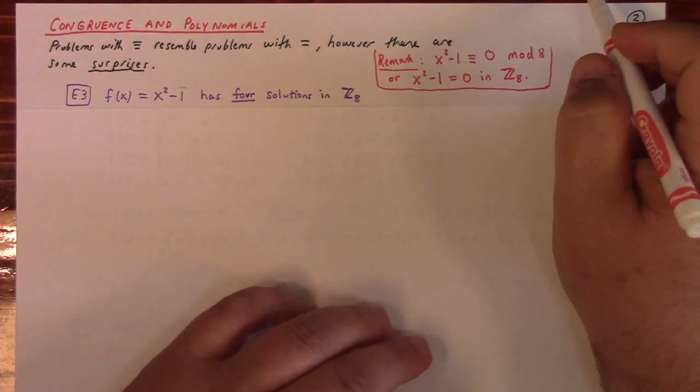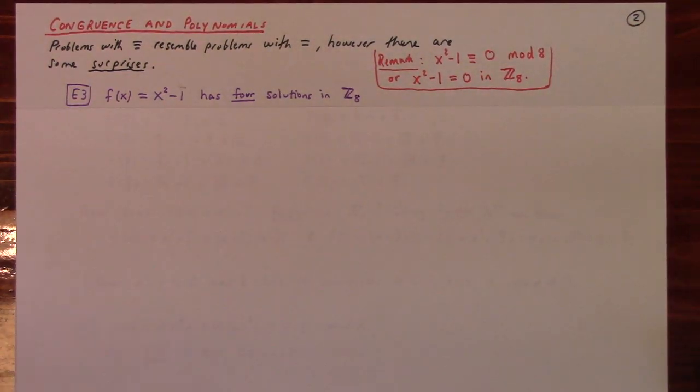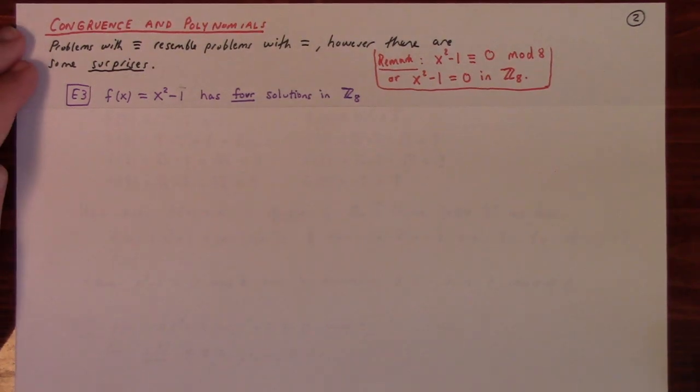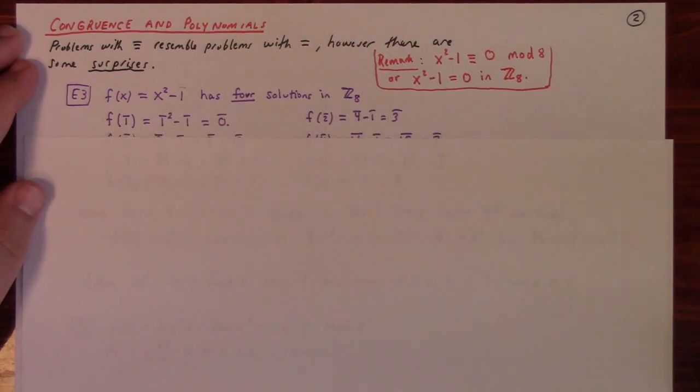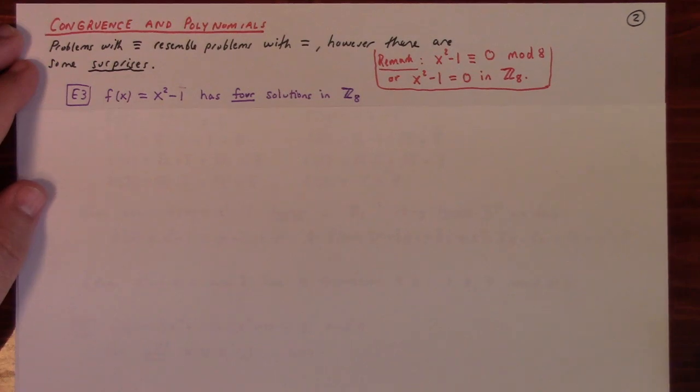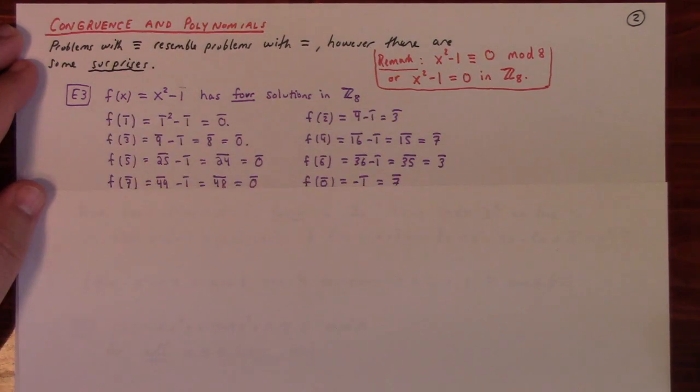You might say, well, you say you're looking at congruence in polynomials, but now you're talking about x squared minus 1 in Z8. Well, it's a different way to look at it. It's the same thing. Now, it's a polynomial, so we can plug in the different possible elements of Z8, which are 0, 1, 2, 3, 4, 5, 6, 7, with bars on them, because it's Z8.